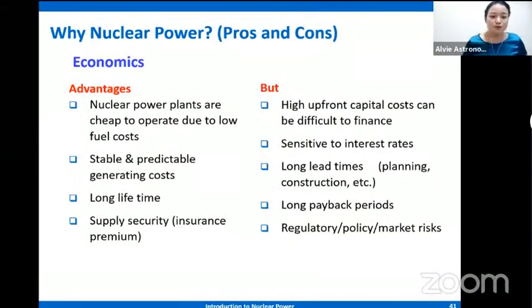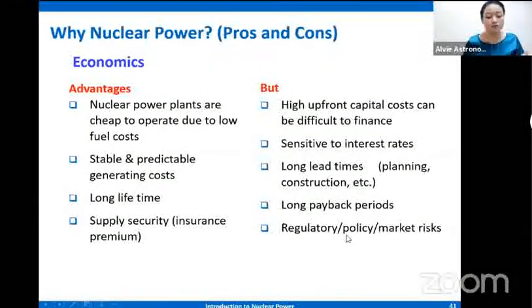So the pros and cons. Of course, we also acknowledge the disadvantages of nuclear power. In terms of economics, the advantages are that nuclear power plants are cheap to operate due to low fuel cost, but the upfront capital cost can be difficult to finance. It is stable, and it has predictable generating costs. It has a long lifetime. It has supply security. However, it is sensitive to interest rates. It has long lead times for planning, construction, and so on. Long payback periods. Also, there are risks on the regulatory aspect, quality, and in terms of market issues.